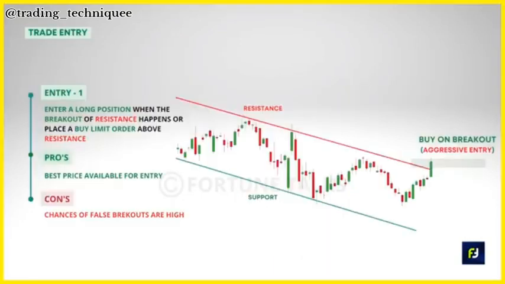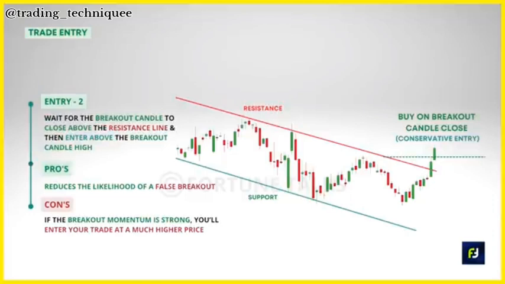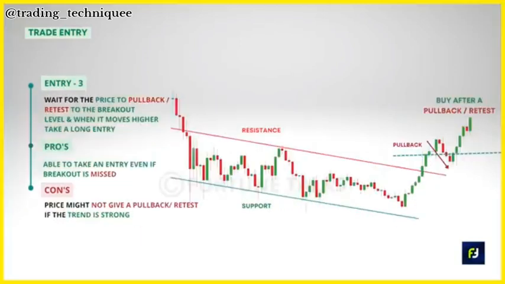Let's say the price broke above the resistance trend line. Now, if you're a very aggressive trader, you can take a long position as soon as the price breaks above the resistance trend line. But this is risky, as it could end up being a false breakout and you will be trapped. So it is always ideal to wait for the breakout candle to close above the trend line and then enter on the opening of the next candle or above the high of the breakout candle. The downside is that the breakout could be too strong and you will end up buying at a much higher price. So yet another method would be when the price pulls back or retests to the trend line.